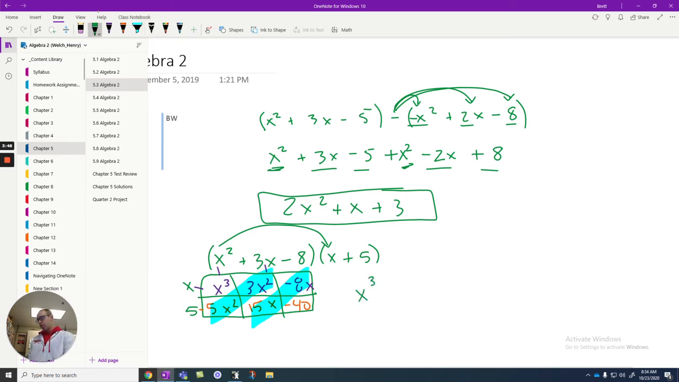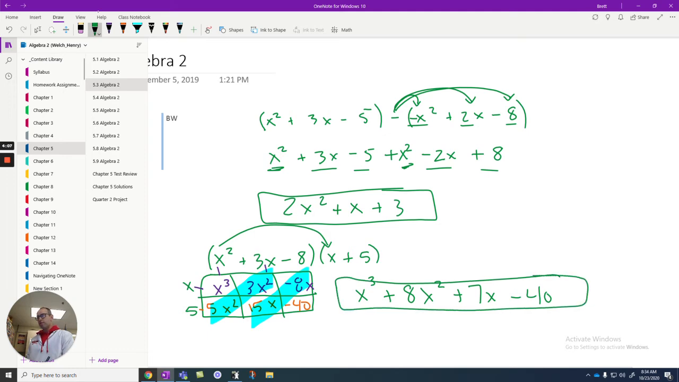I'm going to have an x cubed, that was the guy by itself. This next diagonal has a 5x squared and a 3x squared. That's a total of 8x squared. The next diagonal has 15x and negative 8x. That's a positive 7x. And then, of course, we have our negative 40 out at the end. Excuse my scratching through my own work. But, I mean, that's really where we're at on that.